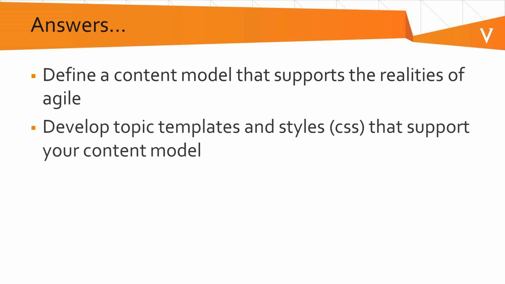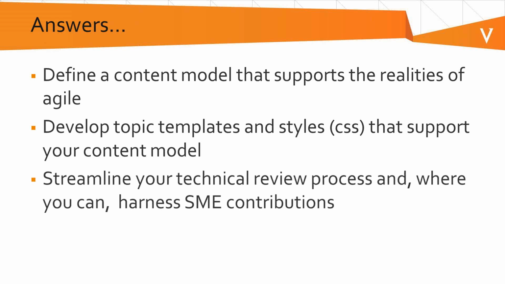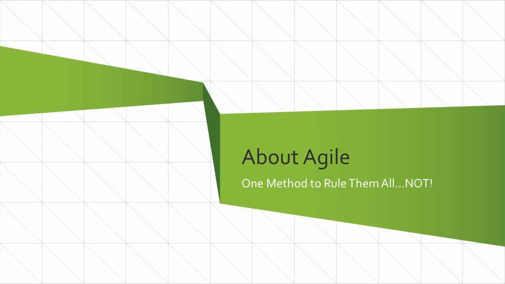I think that a content model is at the core of dealing with Agile development. And then from there, once you've defined your content model, you need to develop templates and styles that support that content model. And finally, streamlining your technical review process wherever you can so that you can harness the greatest value out of your subject matter experts. So the rest of this presentation is going to focus on those three concepts.